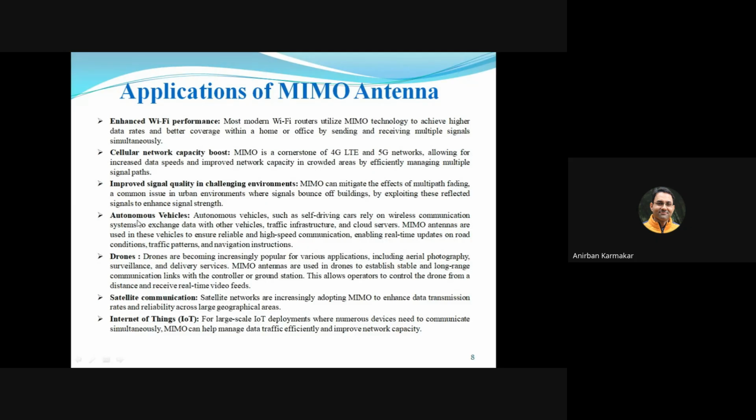Autonomous vehicles. Actually, autonomous vehicles such as self-driving cars rely on wireless communication systems to exchange data with each other, with traffic infrastructure and cloud servers. MIMO antennas are used to ensure reliable and high-speed communication, enabling real-time updates on road conditions, traffic patterns, and navigation instructions.